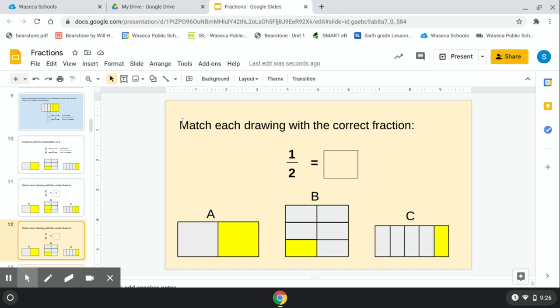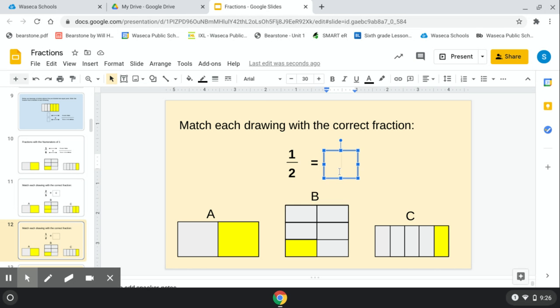Let's try one more together. So we're going to match the drawings with the fraction 1/2. So we're going to look and see which one of these has 1 part that is shaded yellow. And we're going to see which one of these has 2 equal parts. I see that A has 1, 2 equal parts, and 1 of them is shaded yellow. So that one is going to be our answer, because 1 part is shaded yellow and there are 2 equal parts in this rectangle. So 1/2 is shaded yellow.